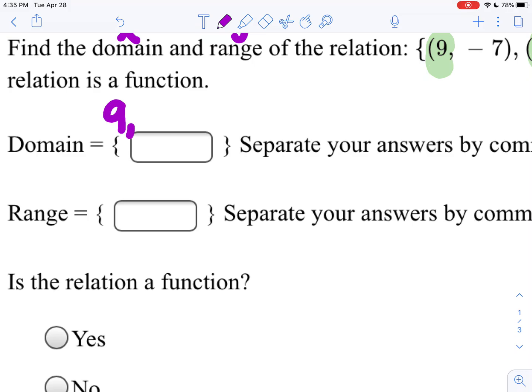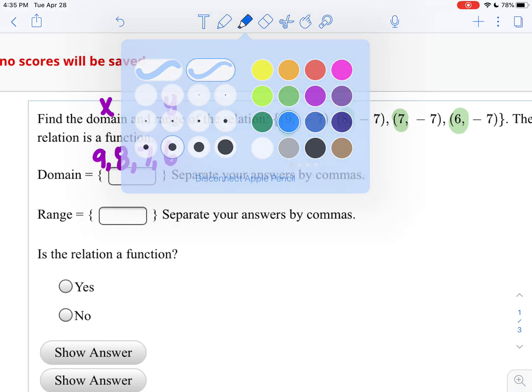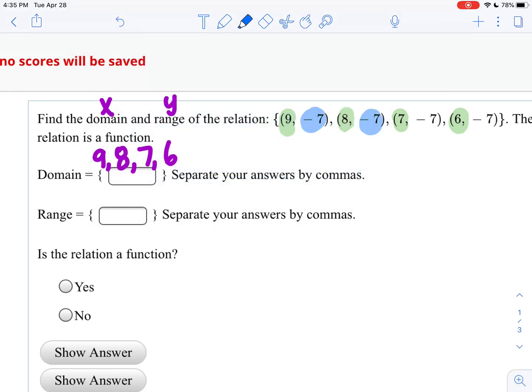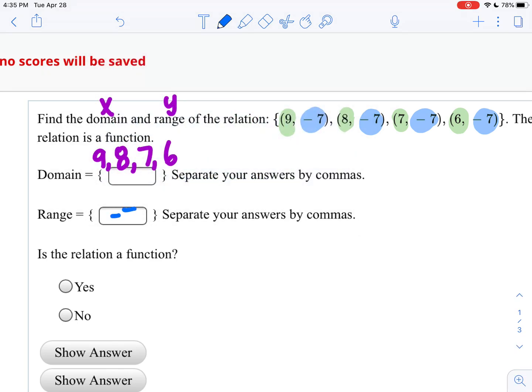Let me see, I'm just going to write it above. 9, 8, 7, 6. So that's your domain. Your range is your y. -7, -7, -7, -7. Okay, if they're all the same, just write it once. So I'm just going to write -7. You don't need to write it 4 times. Just write it once. The way it's a function is if the x's don't repeat, then it's a function.